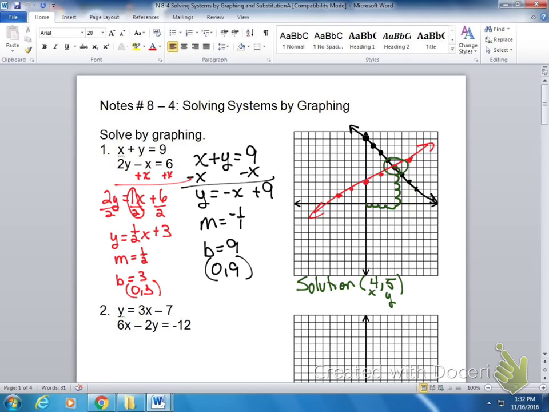Now we can throw that back in our equations and check it. Remember, that's x and y, the top one. 4 plus 5 does equal 9. 2 times 5 minus 4 is 6. So we can check it if we want to, but we're good there.